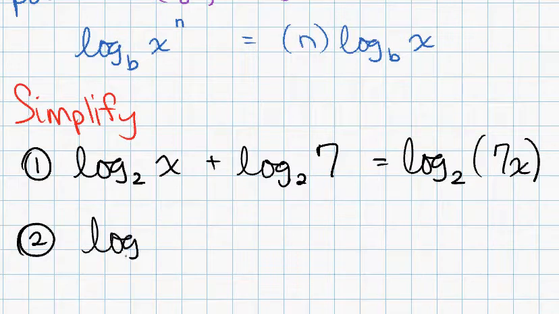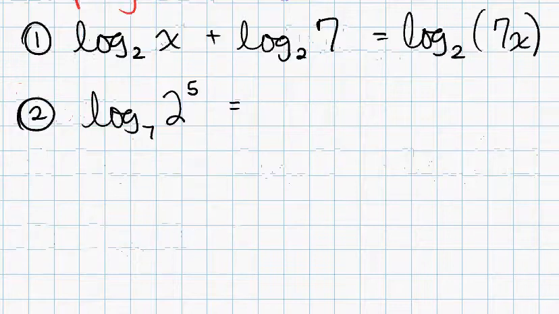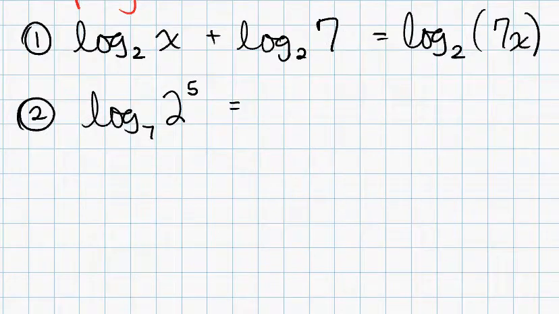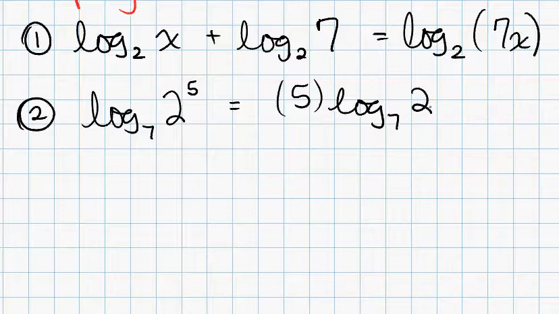We could have something like log base 7 of 2 to the fifth. So you look at all of your properties, you find the one that matches. Hopefully you recognize that this is the power property. And the power property says the exponent, the 5, gets multiplied by the logarithm. So it's 5 times log base 7 of 2.